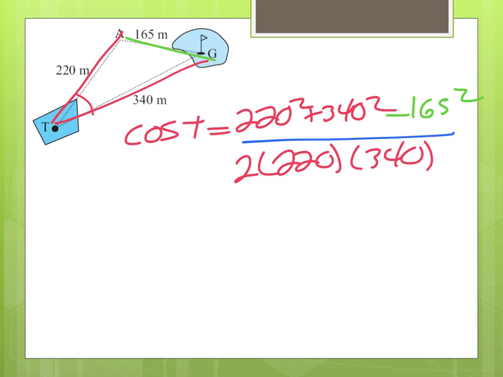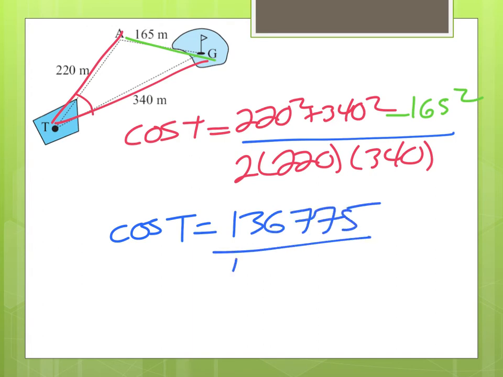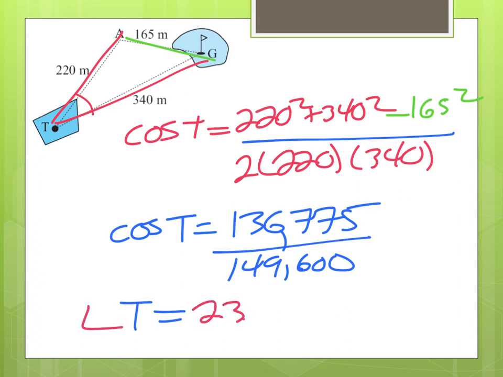Alright, so we have some large numbers, but that makes sense because we're dealing with some large numbers. We get that the cosine of T is equal to 136,775 divided by 149,600. Okay, our last step would be to take the cosine inverse of that fraction to get our final angle. And we get for our final answer that angle T is approximately 23.89 degrees. Now, I'm no golfer, but that does not seem like a good first shot.